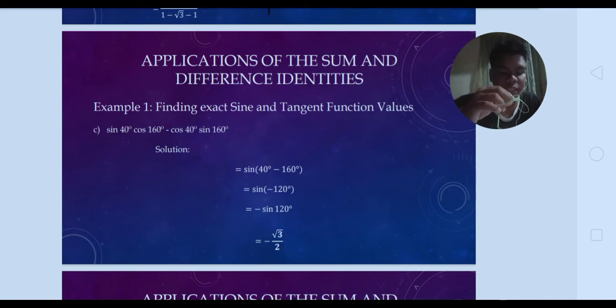Then after getting the sum and difference identity, we need to subtract 40 and 160. So it is now sine negative 120 degrees. By the even-odd identity, we obtain negative sine 120 degrees. Then we have to substitute the known values, which is sine 120 degrees is equal to square root of 3 over 2. Since it is negative, the final answer is negative square root of 3 over 2.